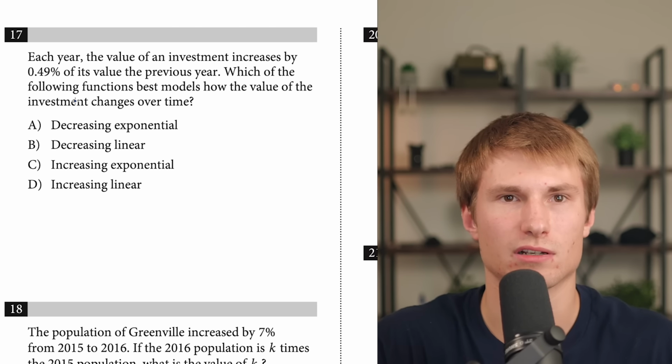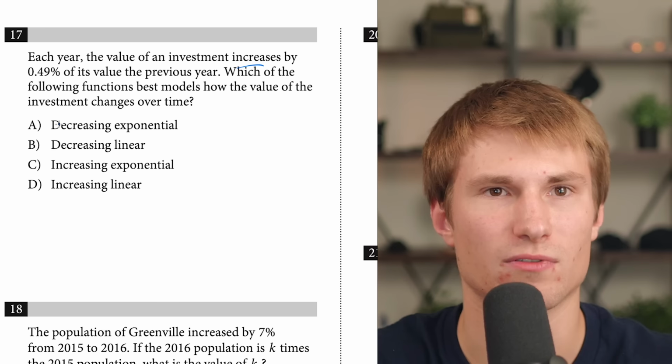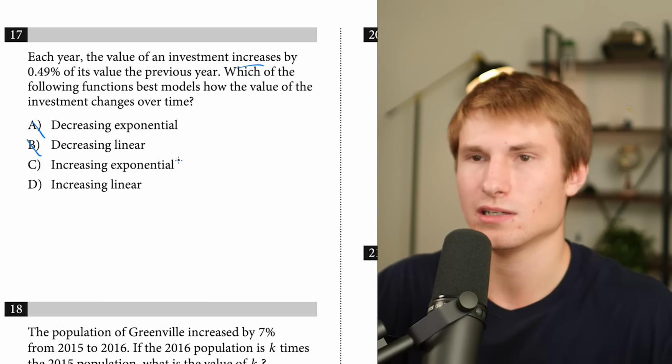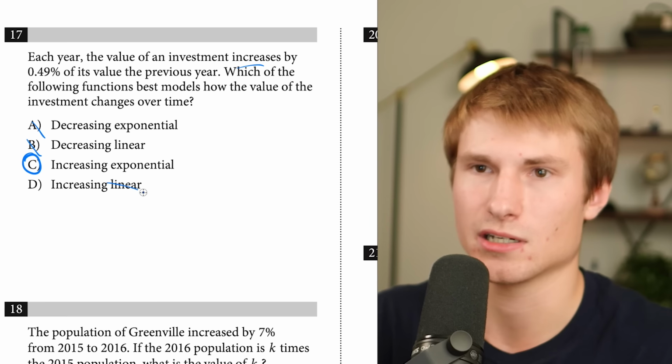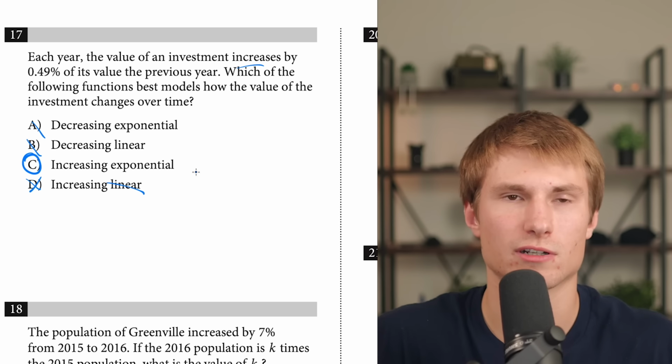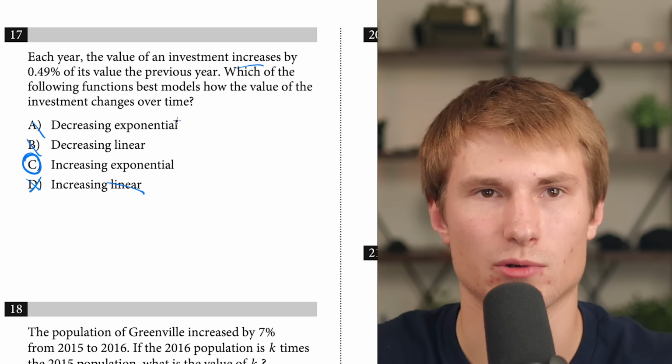Well, it's obviously increasing because it literally said it increases by 0.49% of its value of the previous year. So the decreasing options are all wrong. C, increasing exponential, yes. D, increasing linear, no. Some of you may be wondering about the difference between increasing exponential, increasing linear, or the difference between all of these. I'll quickly touch on that.